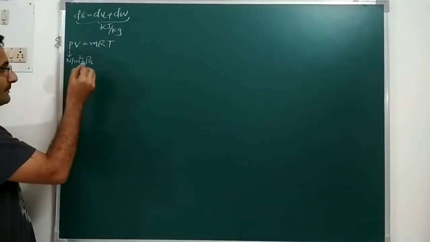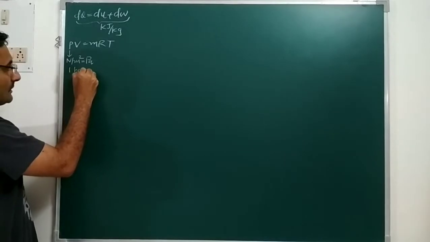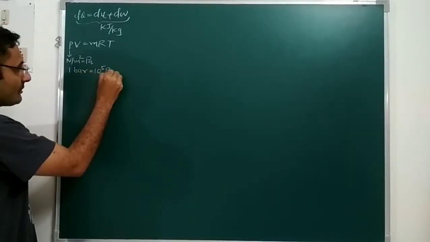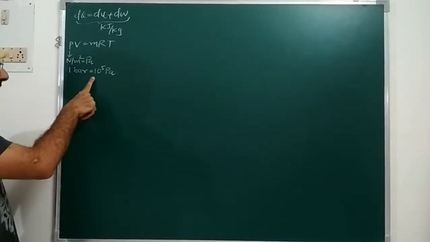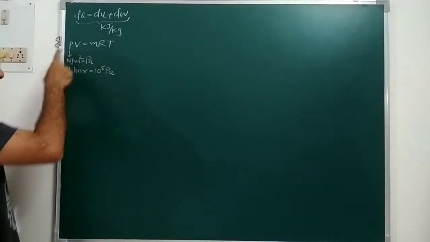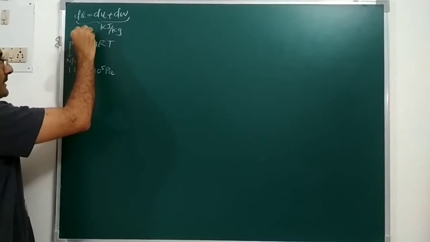How will you convert? Supposing pressure is 5 bar. So 1 bar is equal to how much? Newton per meter square, 10 raised to 5 Newton per meter square, or 10 raised to 5 Pascal. Now in this manner you can convert the bar in terms of Newton per meter square or Pascal, then put the value. Now volume must always be in meter cube.